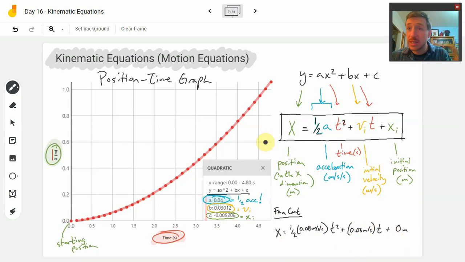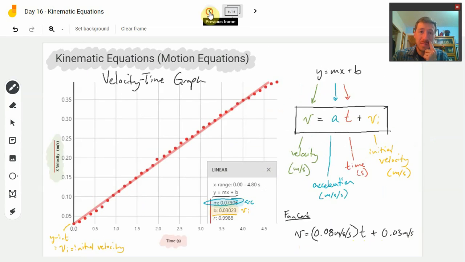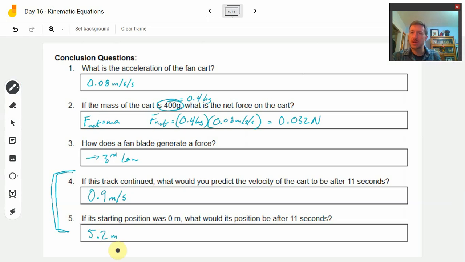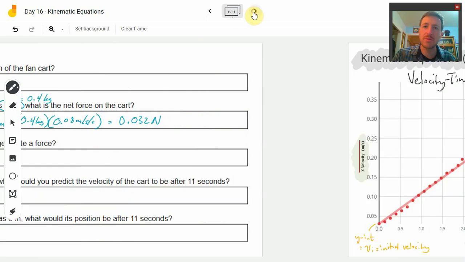So if I wanted to know its position after 11 seconds, I could plug in 11 for the time and calculate that out. So if I take 11 squared and multiply that by 0.04, I get 4.84, and add that to 0.03 times 11, which would be 0.33. I end up with 5.17 meters. And we can see that is, once again, really close to what we just got looking at our graph.